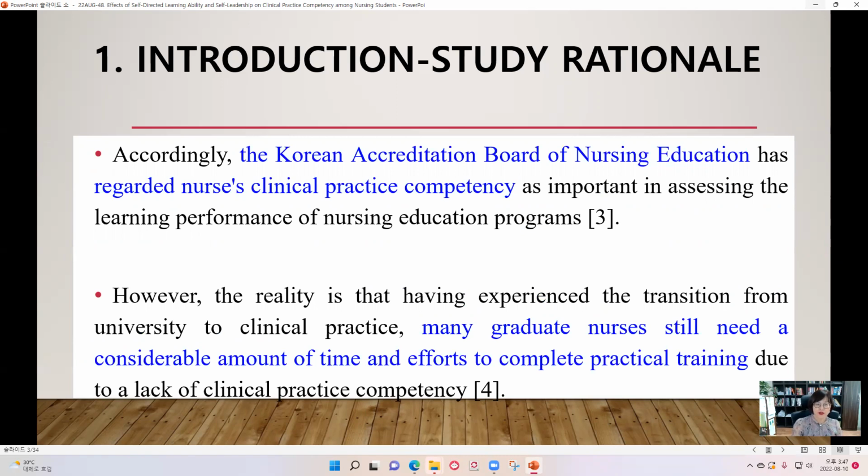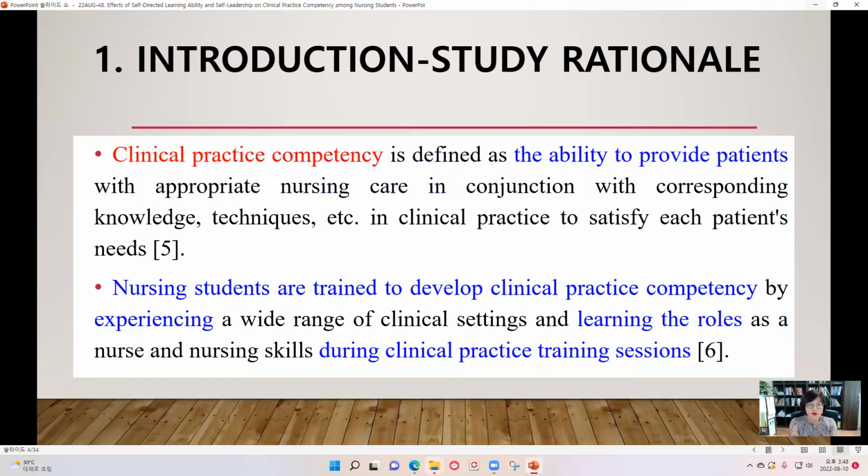However, the reality is that after experiencing the transition from university to clinical practice, many graduate nurses still need a considerable amount of time and effort to complete practice training due to a lack of clinical practice competence. Clinical practice competence is defined as the ability to provide patients with appropriate nursing care in conjunction with corresponding knowledge and techniques in clinical practice to satisfy each patient's needs.